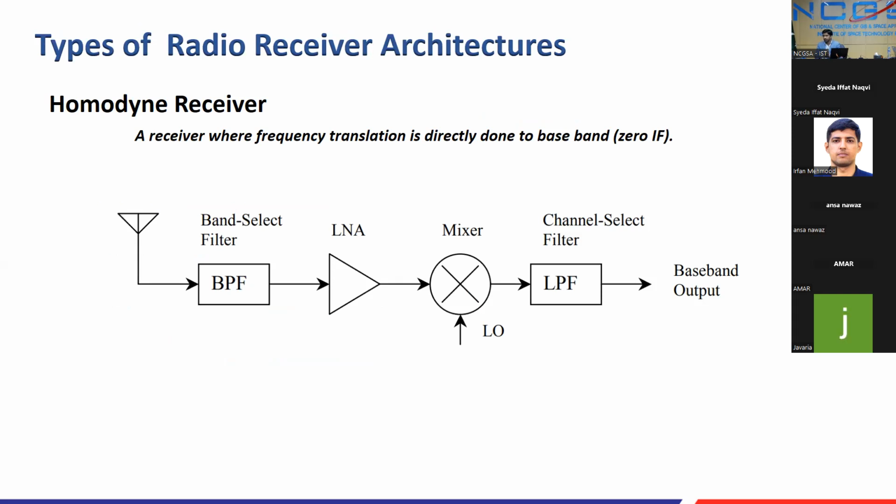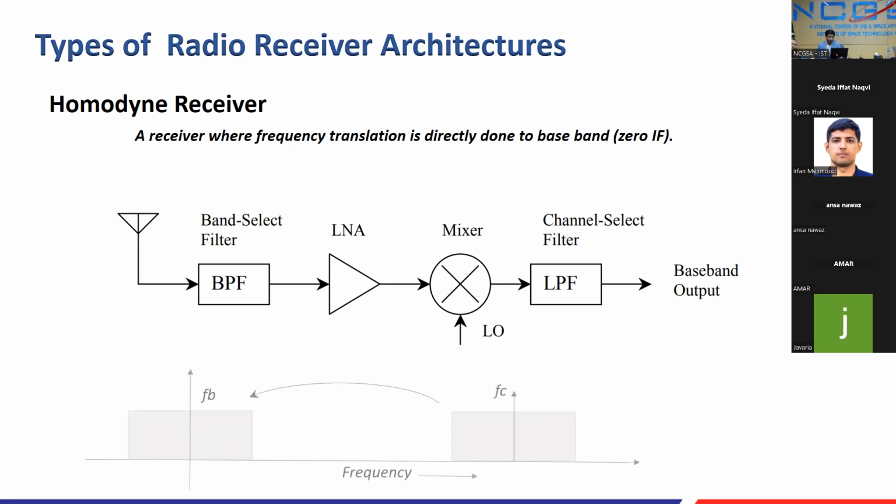In a homodyne receiver architecture, you receive a signal from the antenna. You have a band pass filter. Then you have an LNA, frequency mixer, channel select filter, low pass filter, then a baseband output.